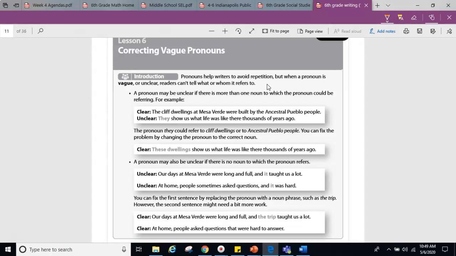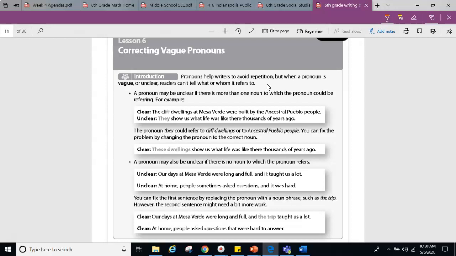So if we just read the unclear sentence, they show us what life was like there thousands of years ago, we have no idea who they is. They could refer to cliff dwellings or to ancestral Pueblo people. We can fix the problem by changing the pronoun to the correct noun. So, clear, these dwellings show us what life was like there thousands of years ago.